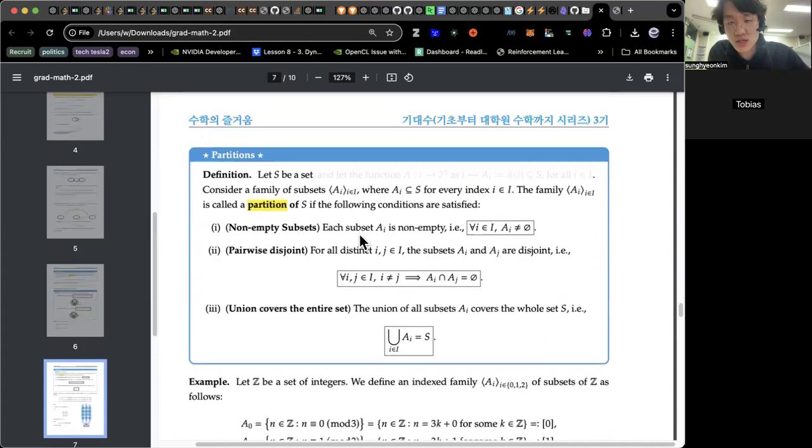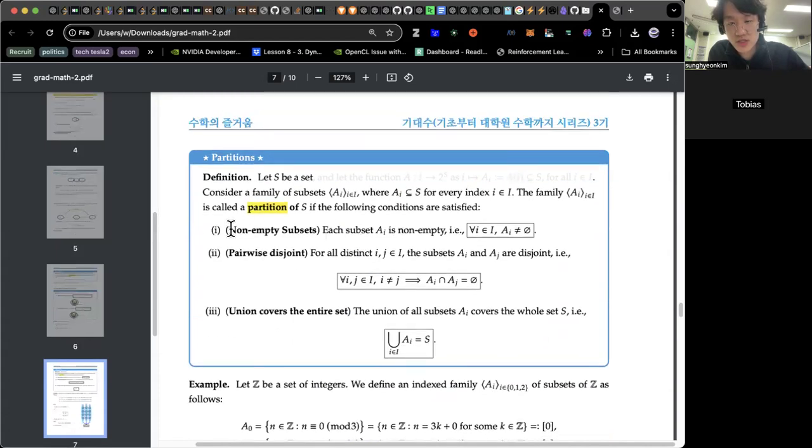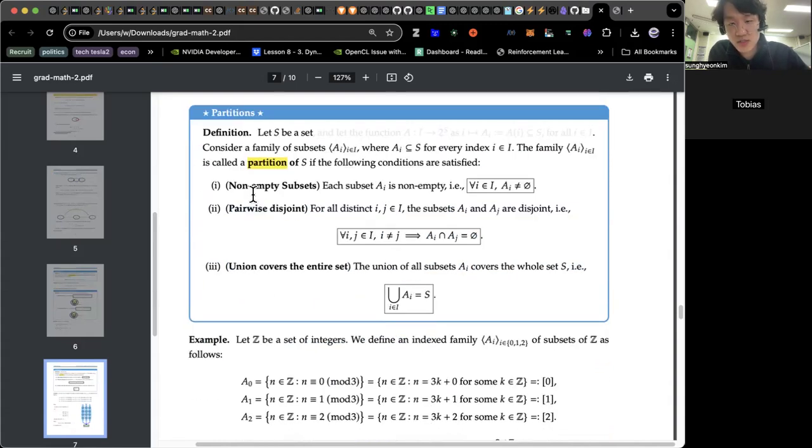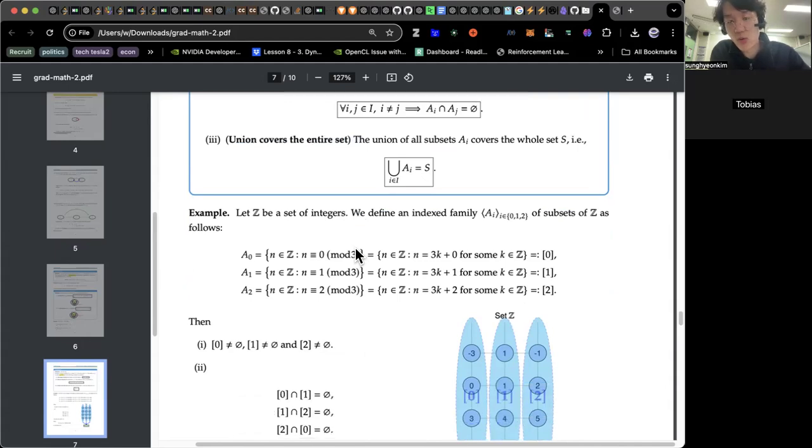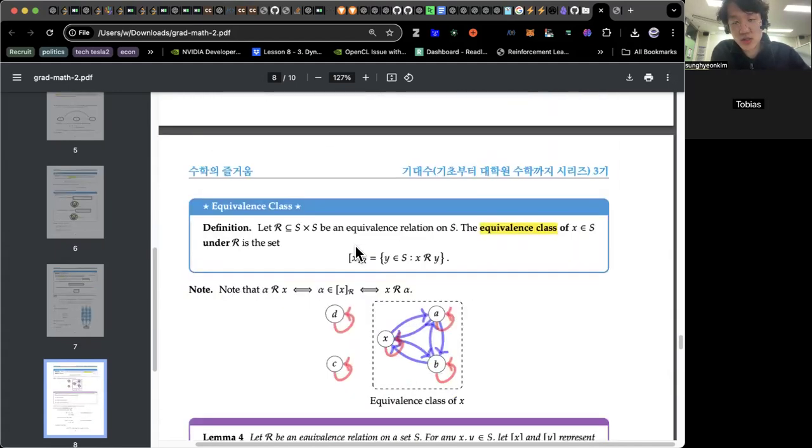We also discussed partition. A partition is something that satisfies these three conditions. First is non-empty subsets: each subset A is non-empty. Second is pairwise disjoint: some subset A_i and some subset A_j are disjoint. And the third one is that the union covers the entire set, so the union of all subsets should cover all the area.